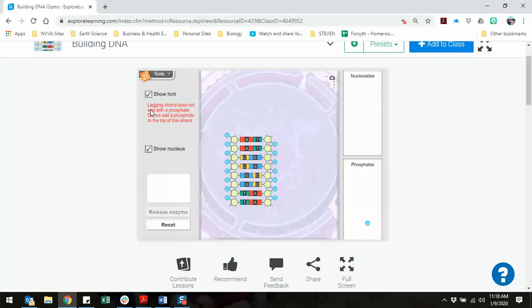As it tells you right here, if you put it in the wrong spot, it's going to tell you why it doesn't let you do that. It says lagging strand does not end with a phosphate. Do not add a phosphate to the top of this strand.